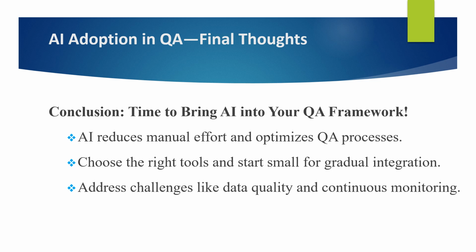In conclusion, integrating AI into your existing QA automation framework is not only achievable but also highly beneficial. From reducing manual effort in test creation to optimizing execution and reporting, AI has the potential to transform the way QA teams operate. However, like any new technology, it comes with its own set of challenges, chiefly data quality and the need for continuous monitoring. By starting small, evaluating your current framework, and choosing the right AI tools, you can gradually integrate AI and see its impact on your testing processes.